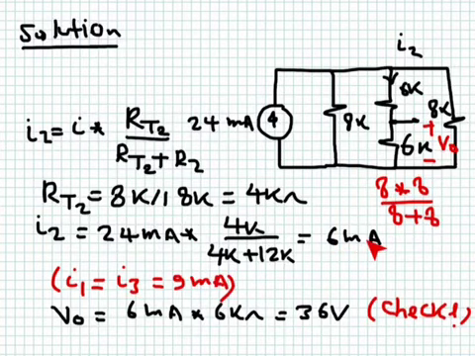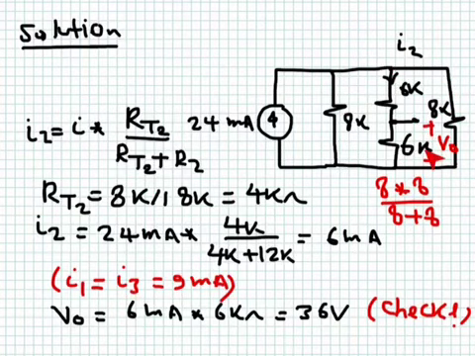I'm leaving it for you as an exercise to prove that the current flowing here and the current flowing here are both equal, and they're equal to 9 milliampere. So 9 milliampere plus 9 milliampere gives you 18 milliampere. 18 milliampere plus 6 milliampere gives you 24, because this one is 24. And this current must be equal to the sum of all these three currents.